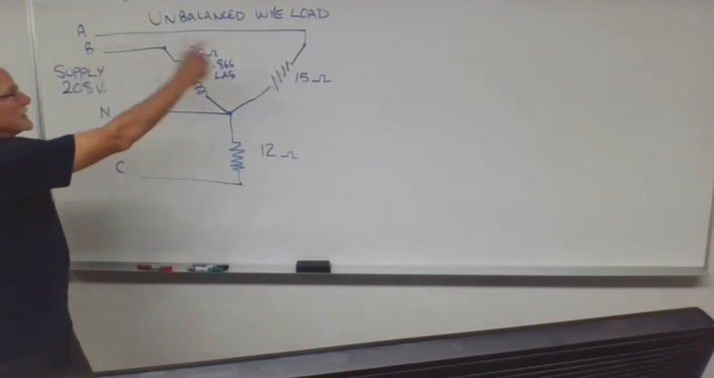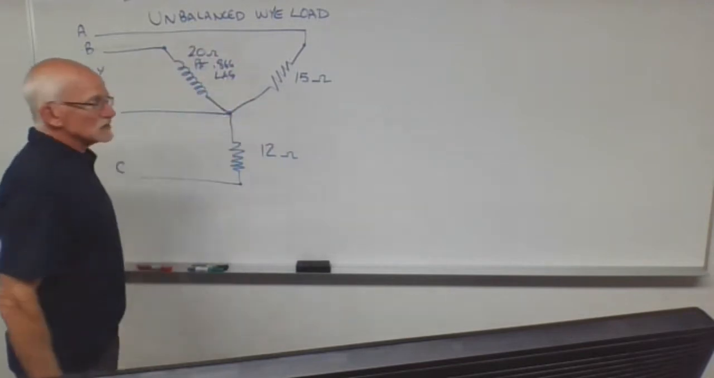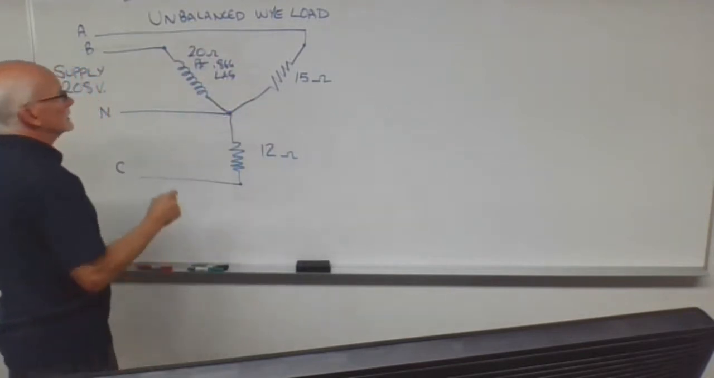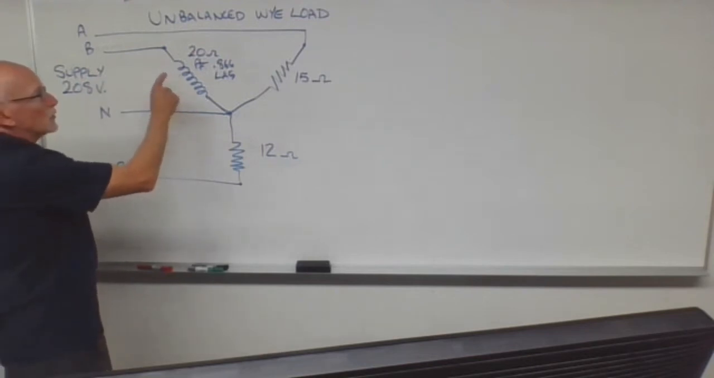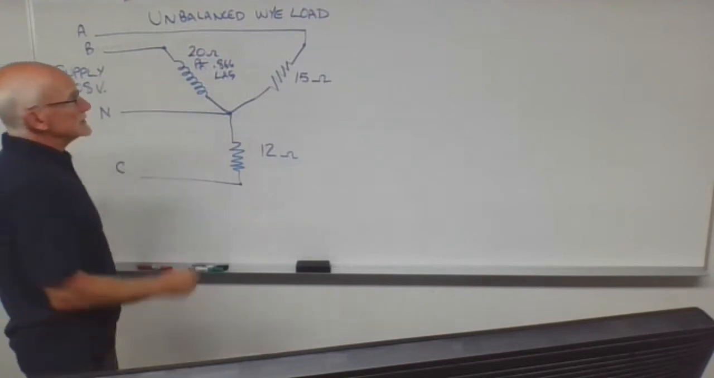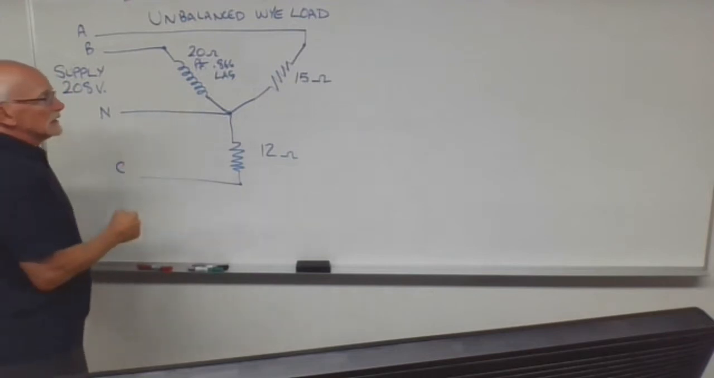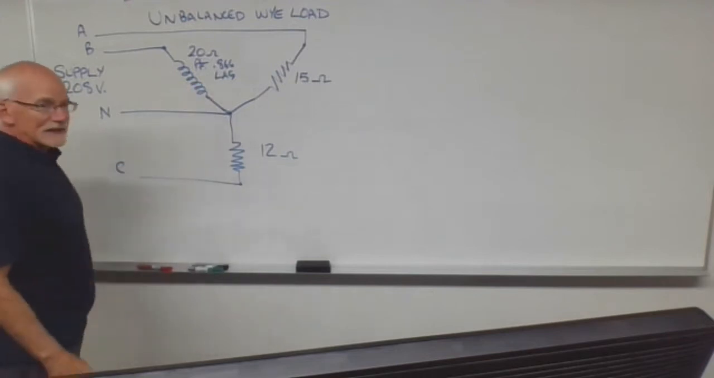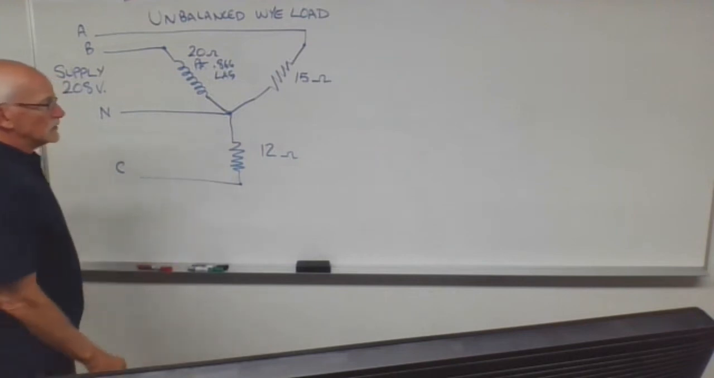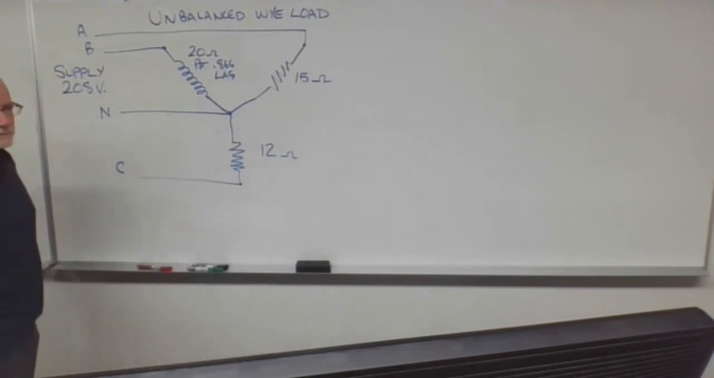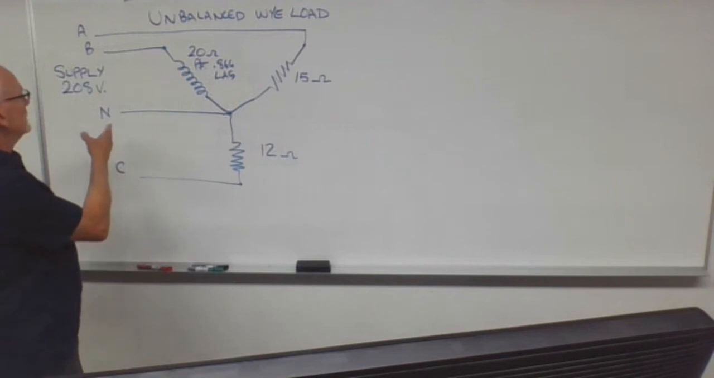This load in phase A has a resistor of 15 ohms. In phase B, it has a coil with an impedance of 20 ohms at a power factor of 0.866 lag. And in phase C, we have a 12 ohm resistor. The supply is 208 volts.